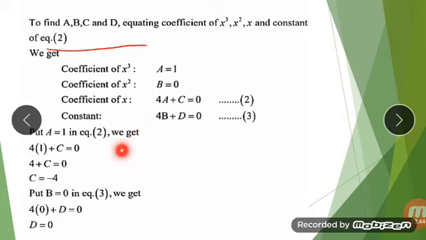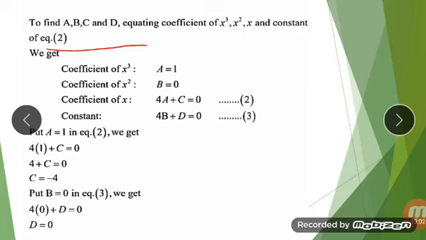So put a is equal to 1 in equation number 2, and we will get c equal to -4. Moreover, we have to find the value of d, and we know the value of b, which is 0. So when we put the value of b as 0 here, we can find the value of d. 4 times 0 is 0, so the value of d will be 0.